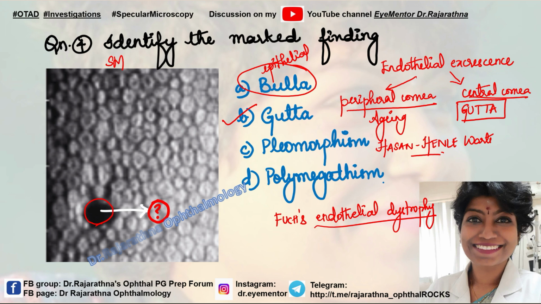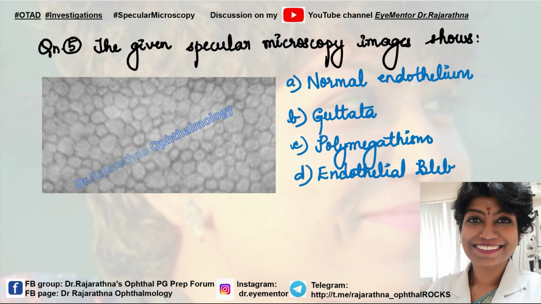So this is gutta. Pleomorphism: what is pleomorphism? There is a difference in the size and the shape of the endothelial cells. Normally I said they are hexagonal in shape, but now they will be different shapes. So the answer to question number 4 is gutta. Question number 5. The given specular microscopy image shows.